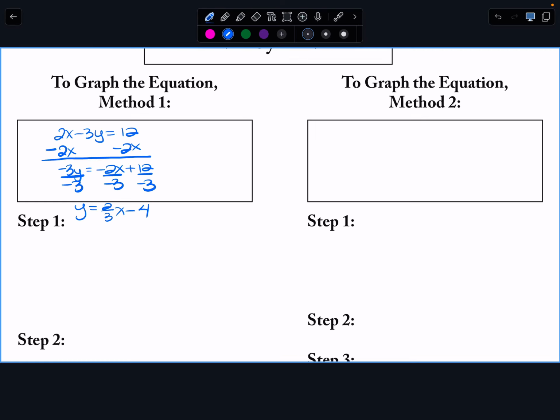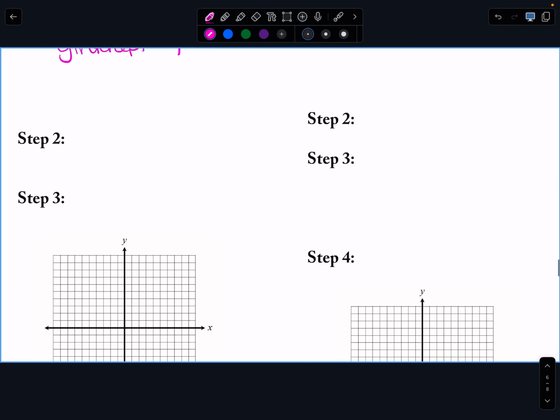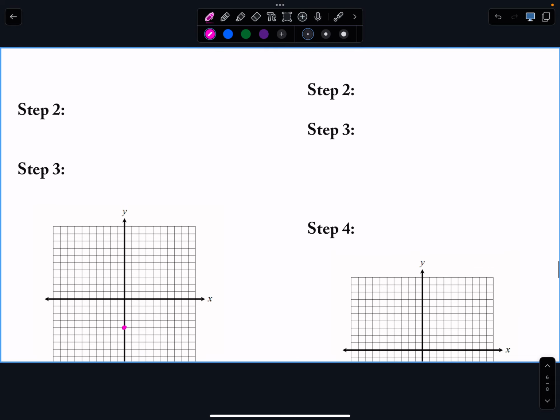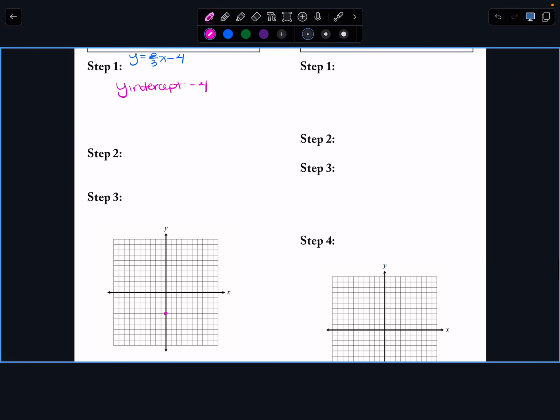Right? So I identify my y-intercept, which is negative 4. So I graph negative 4 on my y-axis. And then I do my slope. Right, my slope is 2/3, so I'm going up 2 and to the right by 3. And then I'm playing connect the dots.